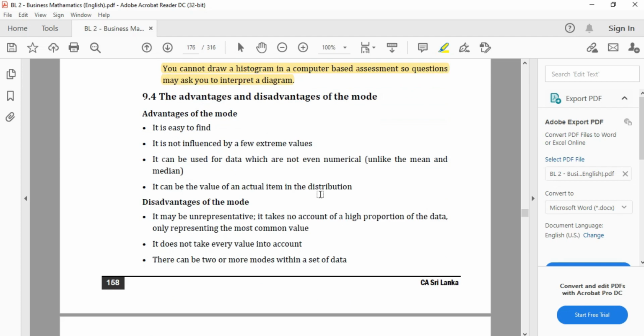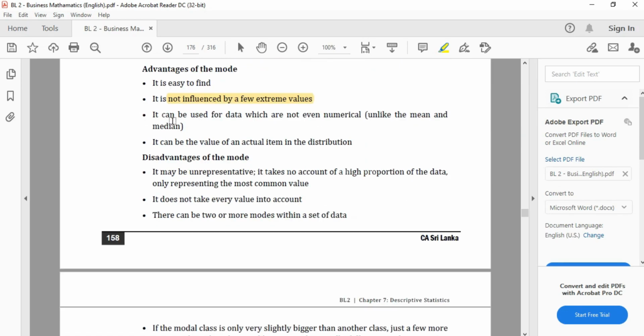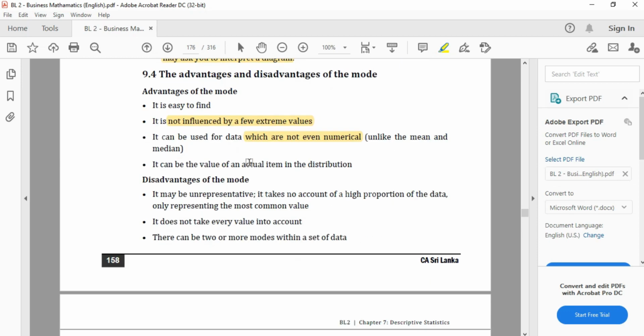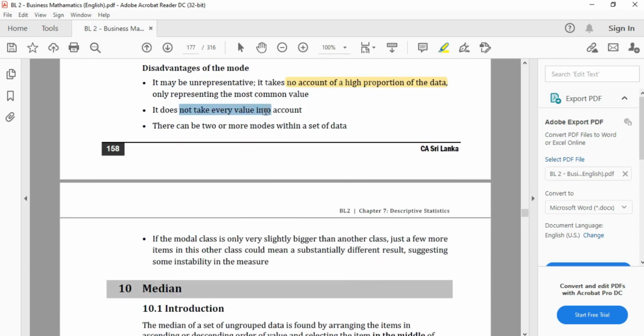What are the advantages again? Easy to find, not influenced by extreme values because we select the highest frequency and get a match. Can be used for data which are not even numerical, because we interpret it from a diagram, and it can be the value of an actual item in the distribution. But the disadvantages: it takes no account of a high proportion of the data, which could be a problem. It does not take every value into account.